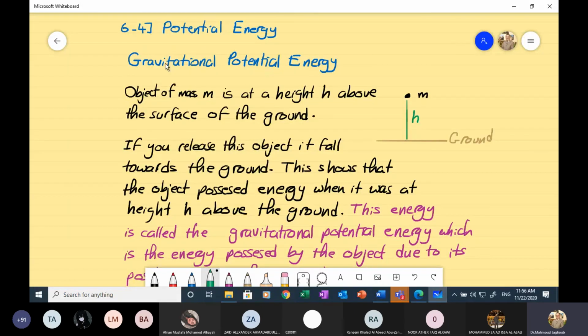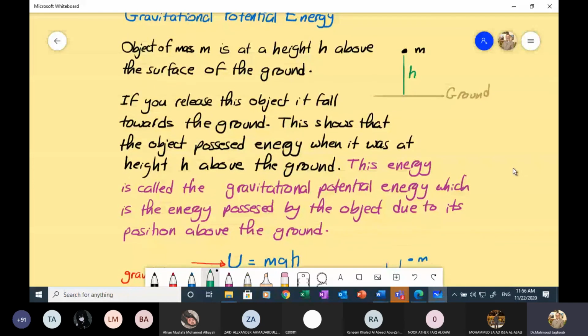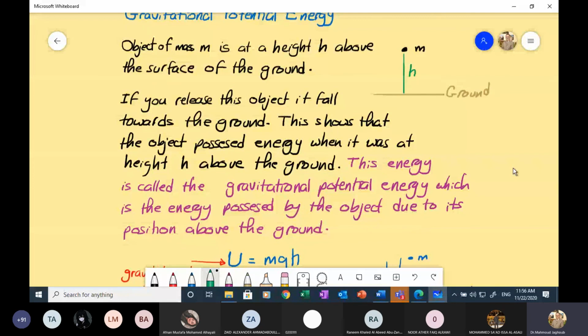You will only be asked for what? For gravitational potential energy, only gravitational potential energy. Okay, how do we define it and what does it mean? Look at this example. If we have a mass m here, it's above the ground at a height h.